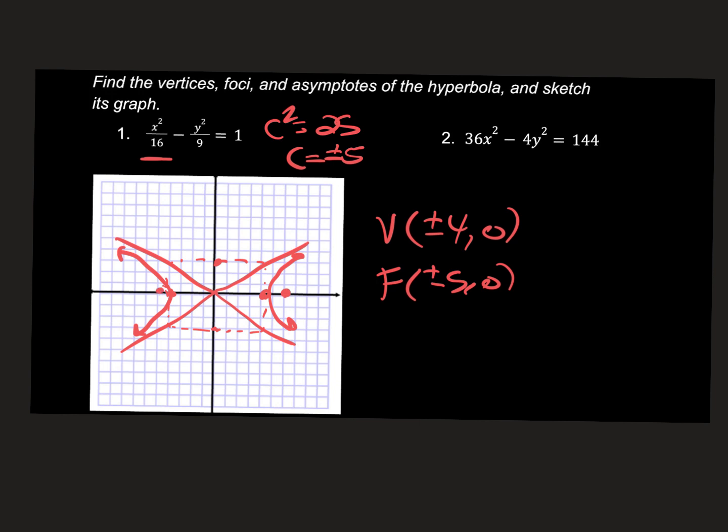And the last thing it says is the asymptotes. The asymptotes are going to be y equals plus or minus the slope. Remember, you can either do rise over run on your picture, or you can just look. It's the square root of what's under the y over the square root of what's under the x. And there's your asymptotes. All right, that's number one.